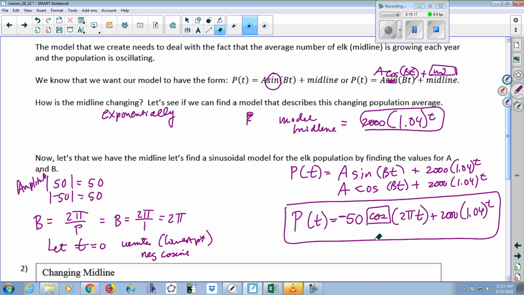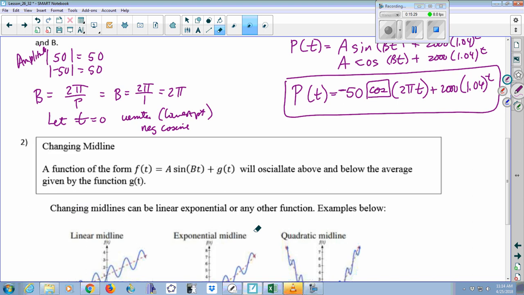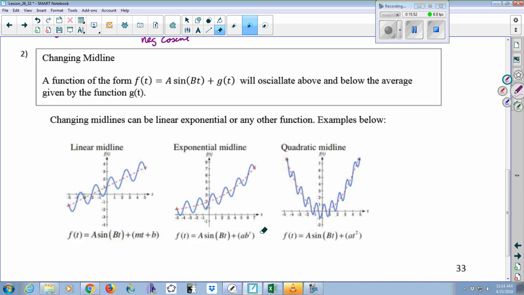Summer, yes. All right. So this is an example of a changing midline where your midline is growing exponentially. Before, we were used to coming up with a function where all we had here was a single number. It was a constant. Our midline was called K, I think we called it, right? So now it's an actual function. In this case, it's an exponential function. So that's the really big change from the models that we looked at earlier to the models we're looking at today. Changing midlines can be anything.